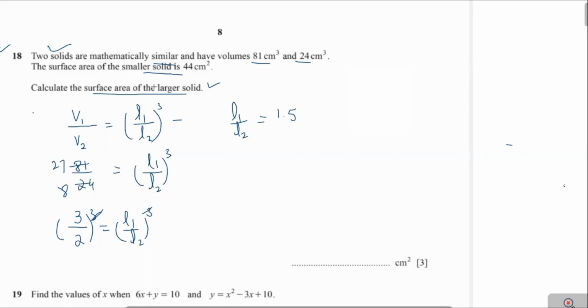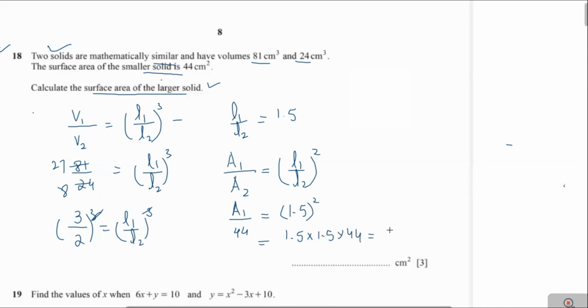Now, we have to find the surface area of the larger solid. The area of the larger solid we name A1, and the smaller solid we name A2. Therefore, the ratio of the areas of the two similar solids will be equal to L1 over L2 whole square. So A1 over A2, where A2 is the area of the smaller solid, which is 44, equals 1.5 whole square. Now you can write it as 1.5 multiplied by 1.5 multiplied by 44. That value will be equal to 99. Now A1 will be equal to 99 square centimeters. This is the answer.